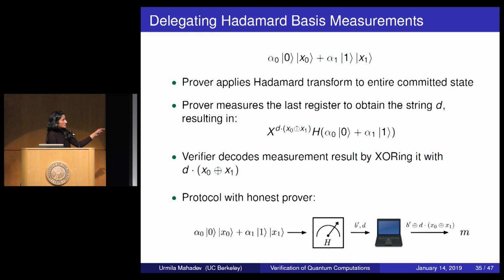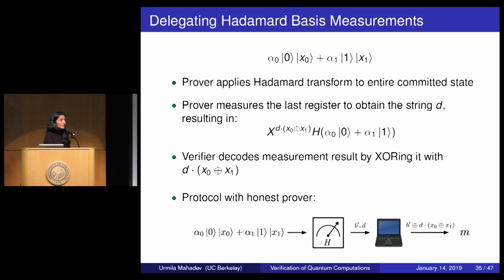The prover starts with this large committed state. He performs a Hadamard transform on the entire state. He obtains two measurement results, the bit B prime for measuring the first qubit in the Hadamard basis, and the string D for measuring the rest of the state in the Hadamard basis. The verifier takes as input both of these measurement results. He computes B prime and the XOR with this string D. And that's the final output of the Hadamard measurement.